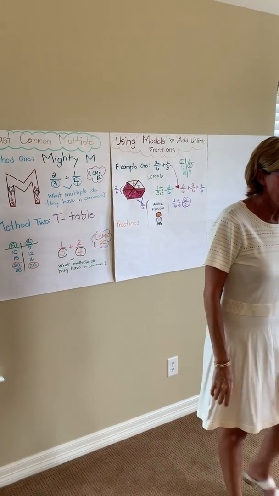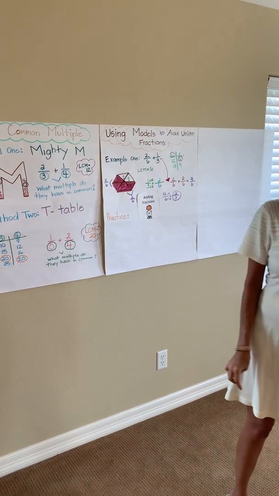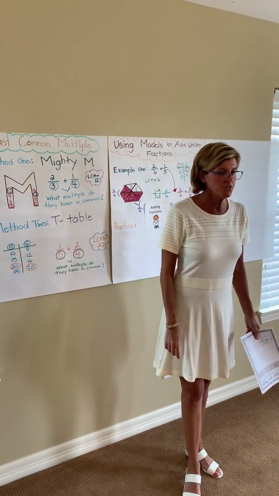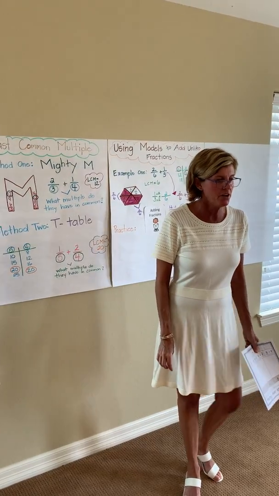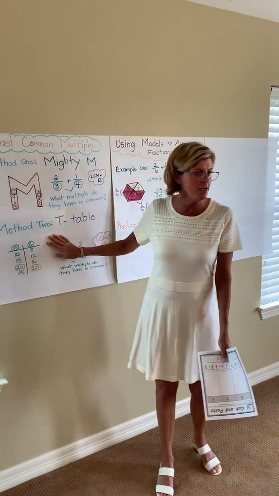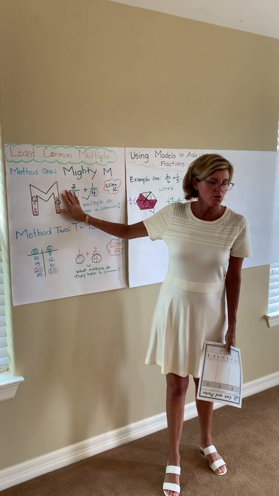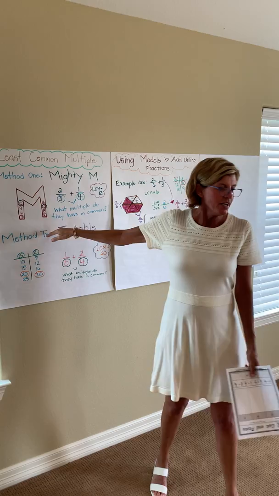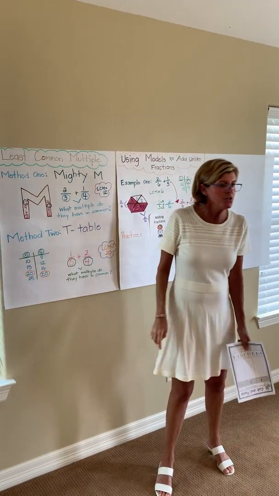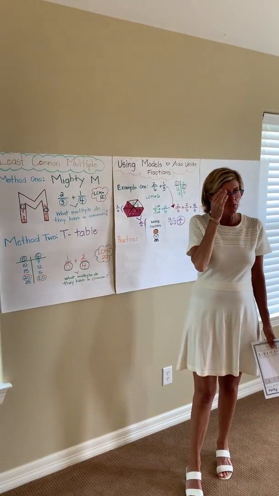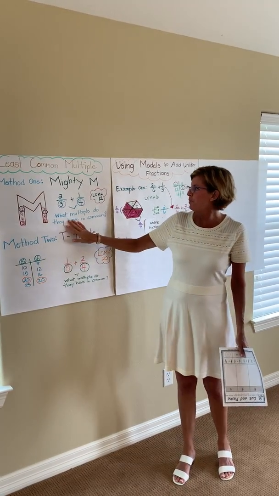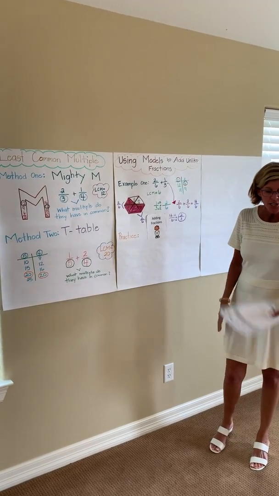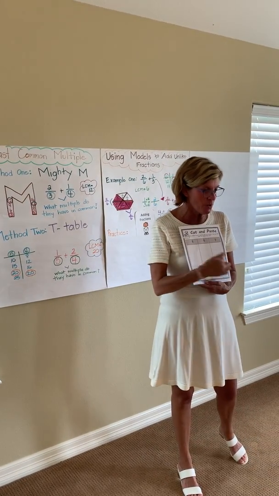And when you have that done and you have found the least common multiple for the denominators of 6 and 3, I know you're ready because your eyes are back on me. Very nice. I see some beautiful T-tables and some great Mighty M's. We're kind of a 50-50 split with that. Okay, Alexis, it looks like you did the T-table. What did you find as the least common multiple for 6 and 3? 6. Very good, 6.